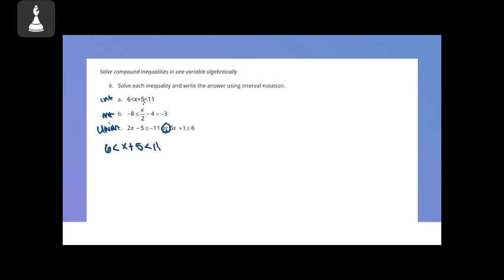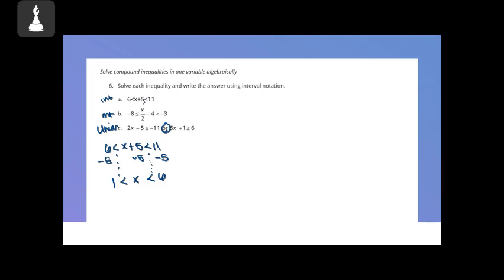So what I have here is three sections. I have a left, a middle, and a right. So whatever I do to any one part of it, I must do to the other two parts. The goal is to solve for x, which means I need to get rid of the plus 5. So if I subtract 5 in the middle, I must subtract 5 from the right and subtract 5 from the left. That leaves me with 1 is less than x is less than 6. And what that means is x is between 1 and 6.